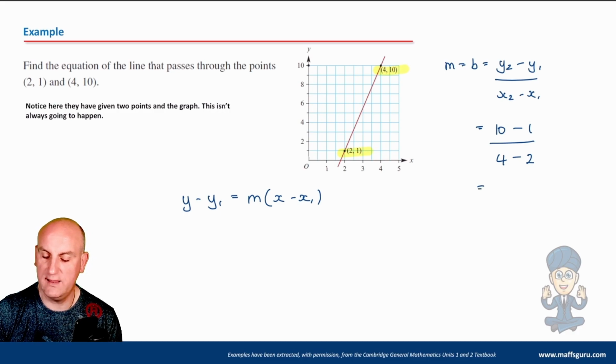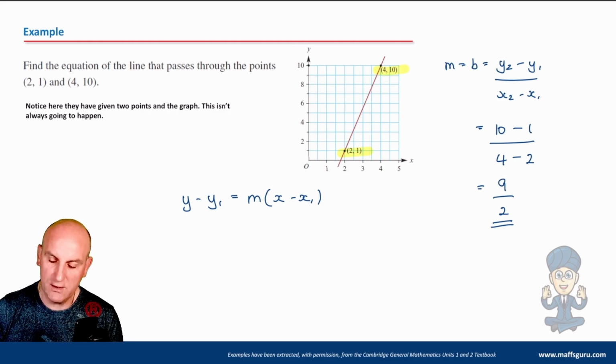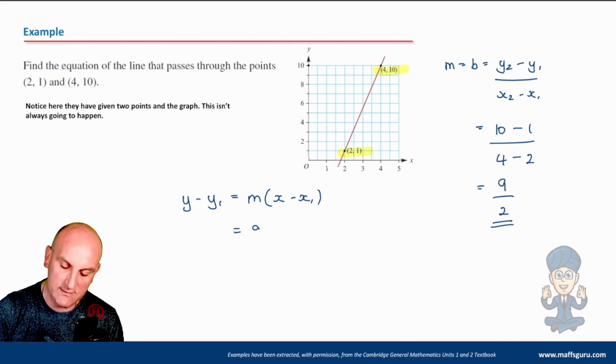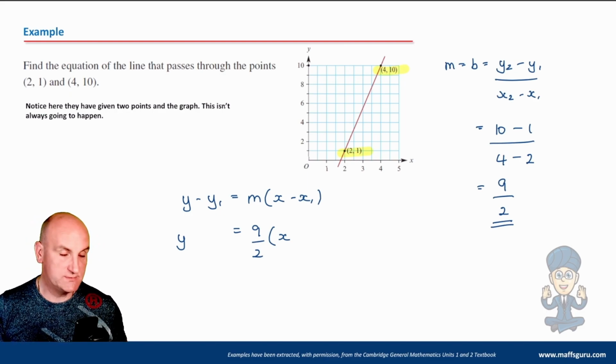So what do we have? 10 minus 1, which is 9, on 4 minus 2, which is 2. Now I'm going to leave my gradient like that for this moment in time. Right, so we now know my m value, so I'm going to substitute that in there as 9 on 2. The x stays as it is, and the y stays as it is. They're standard. It's only if it has an x1, y1, x2, y2 do you substitute it in.